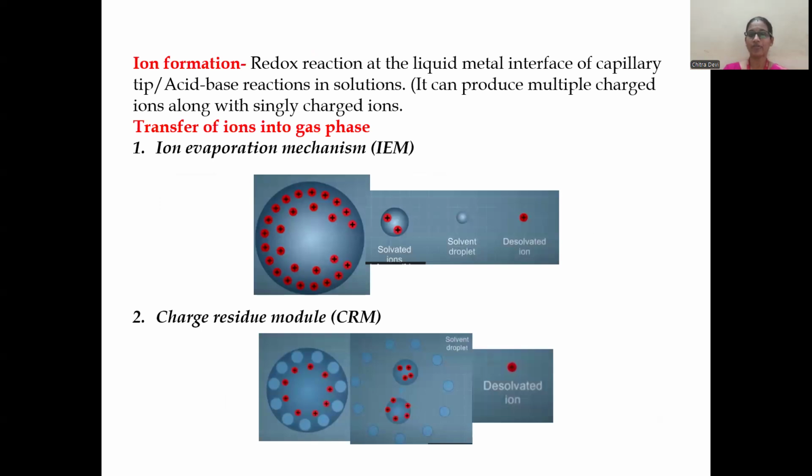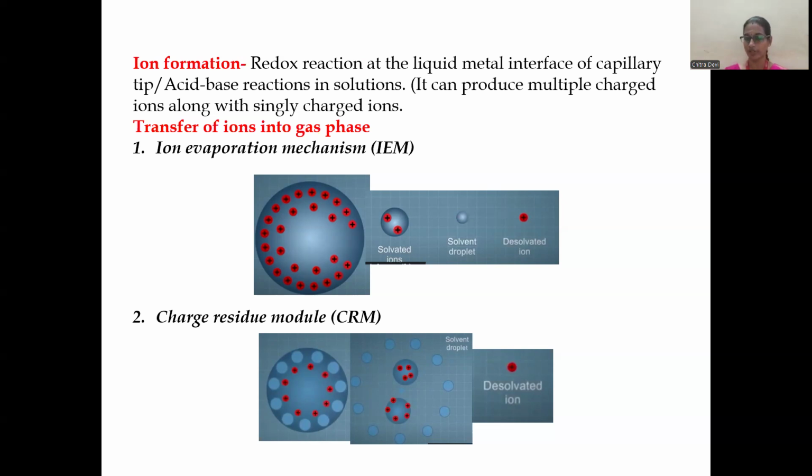Next, in the ion formation, a reduction reaction happens here, because a small capillary is there. At the capillary tip, your samples in droplet form get inside. It can produce multiply charged ions, and that is the uniqueness of this technique. The ions will be converted into the gas phase. One is the ion evaporation mechanism, and the second is the charge residue model, CRM, mechanism. With these two mechanisms you can produce simple positively charged ions, that is, desolvated ions.